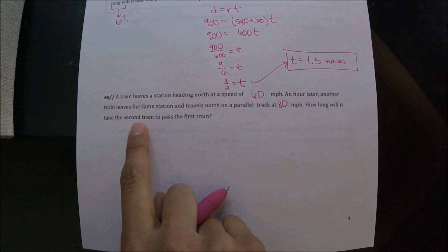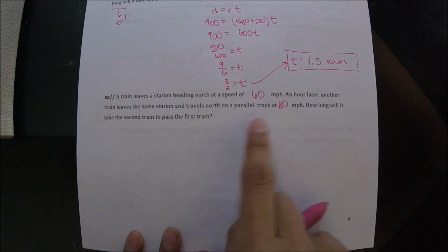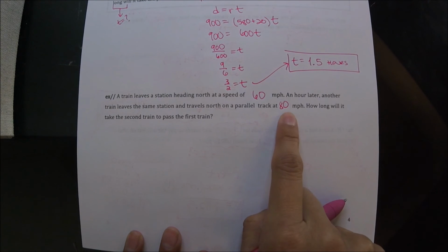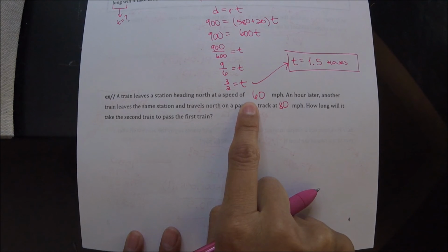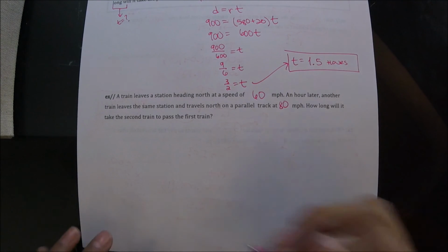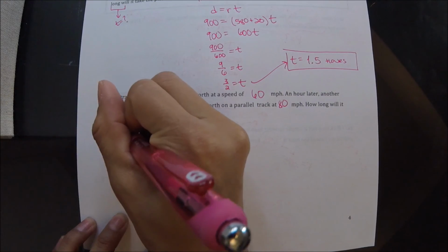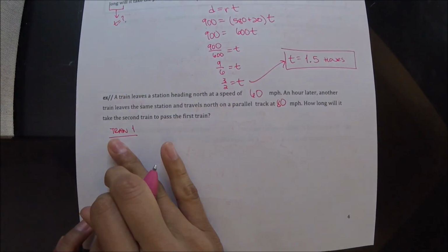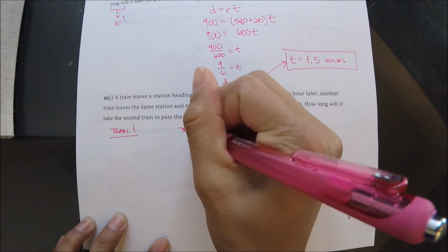So the second train's leaving an hour later, however, it's going faster. It's going at 80 miles an hour compared to the first one of 60. So at some point it's going to catch up to the first train and pass it, and we want to know when that is going to happen. So let's just write down the different information for each train. So here's the first train, and here's the second train.